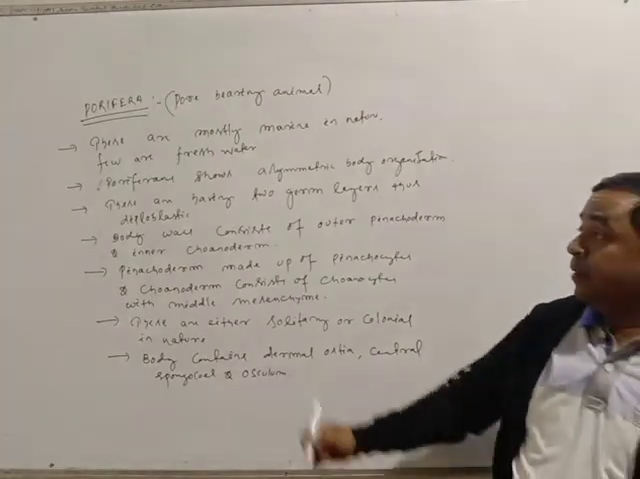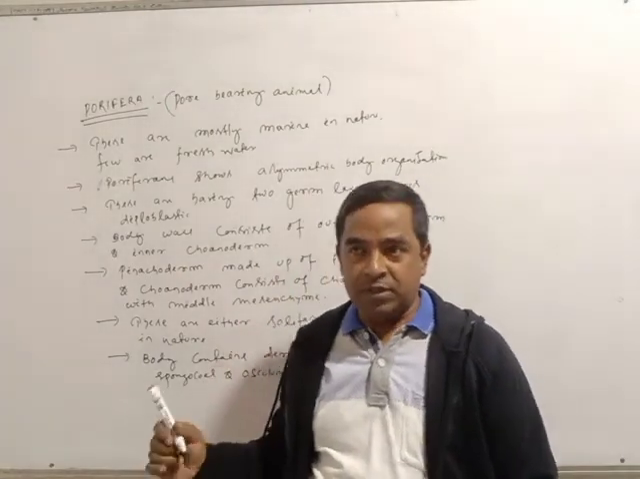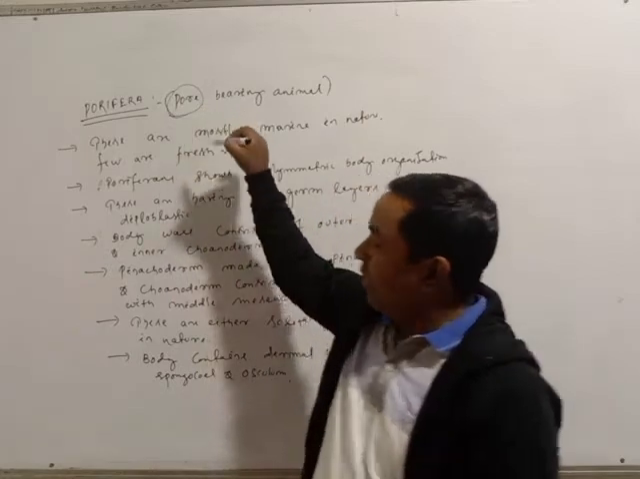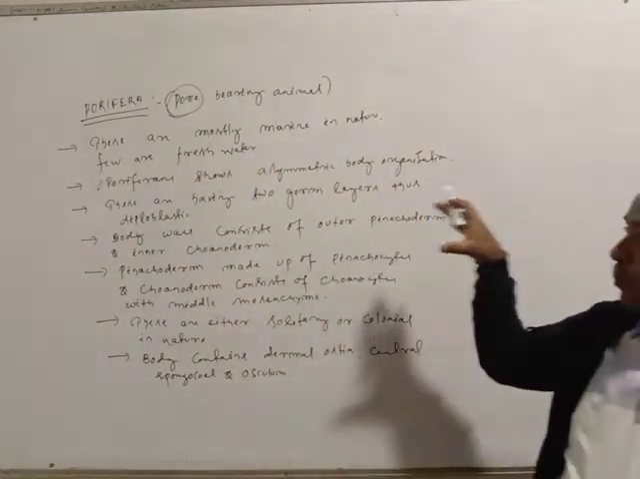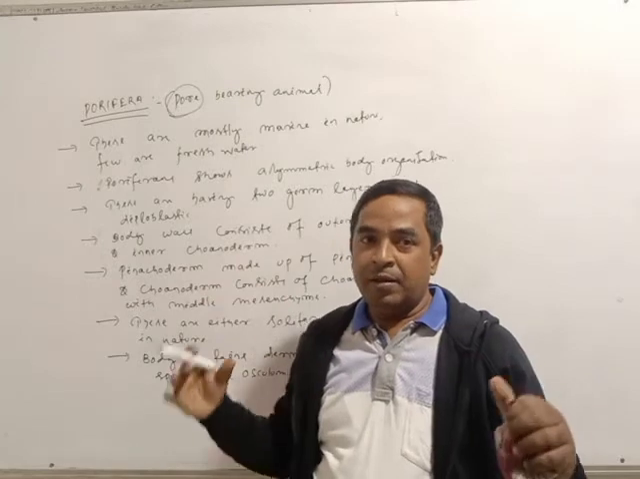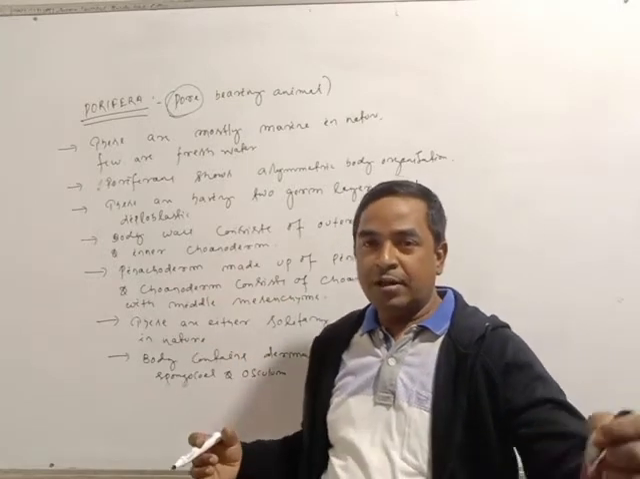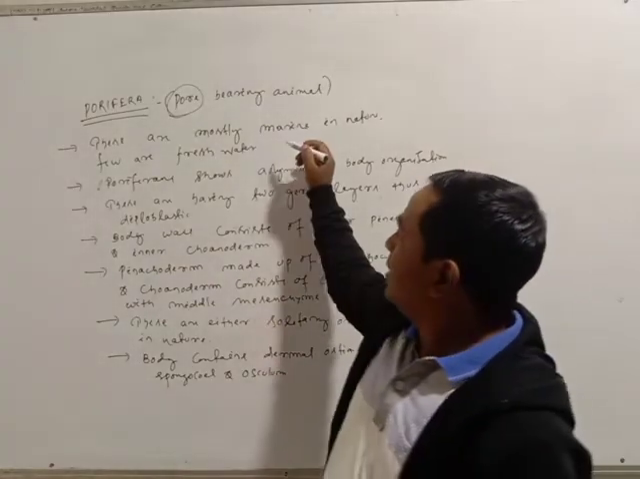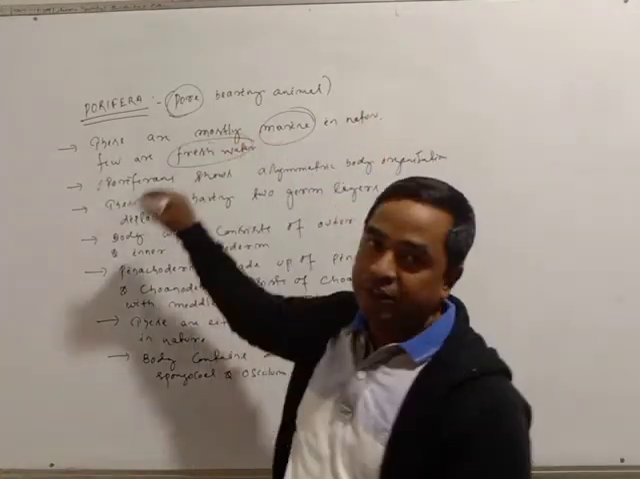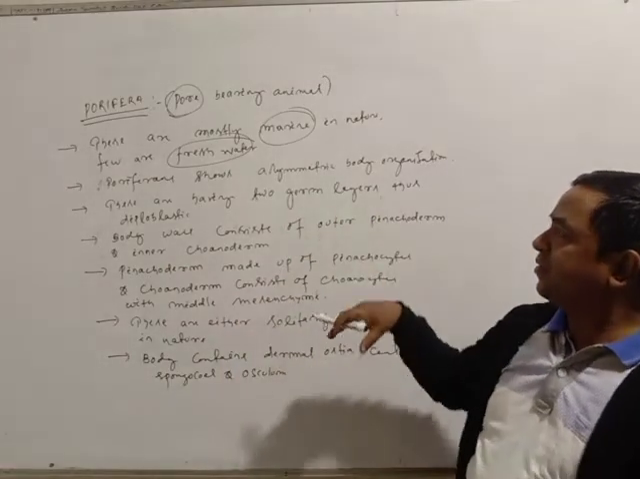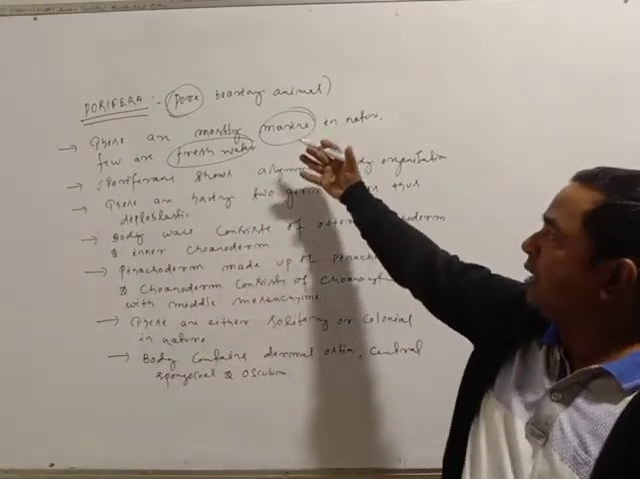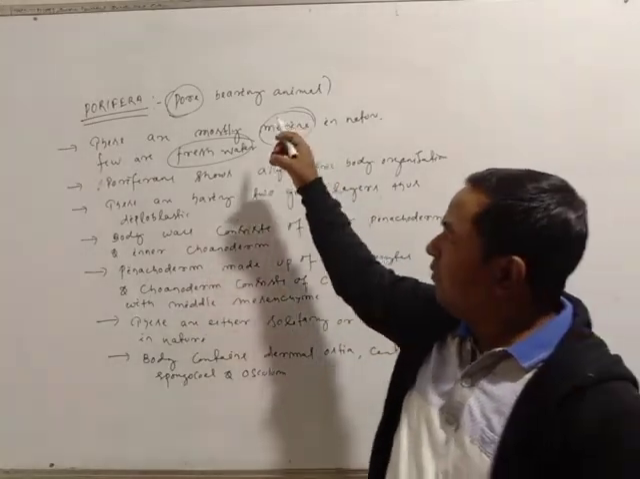See, as the body of poriferans bears pores, that's why they are poriferans. So pore bearing animals are popularly called poriferans. So throughout its body it consists of numerous pores. These are mostly marine, and few are freshwater like Spongilla. So most poriferans live in marine water and few are in freshwater.